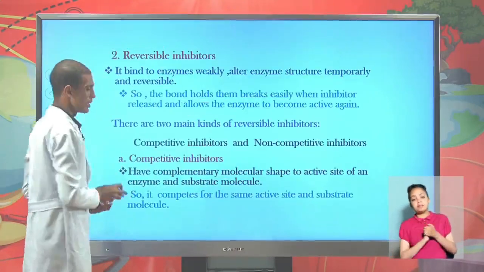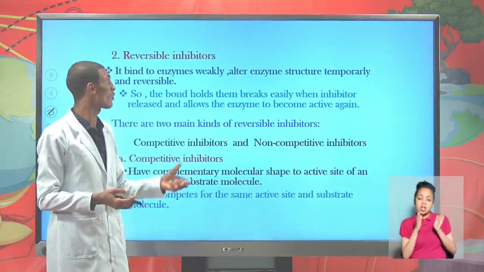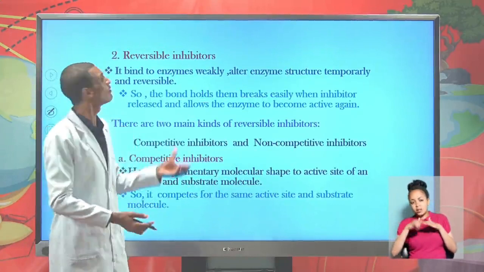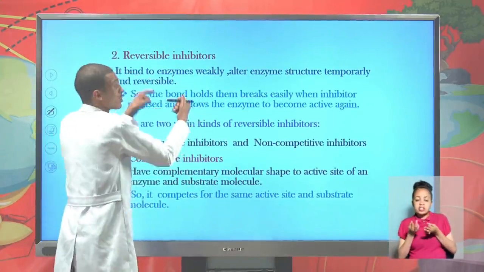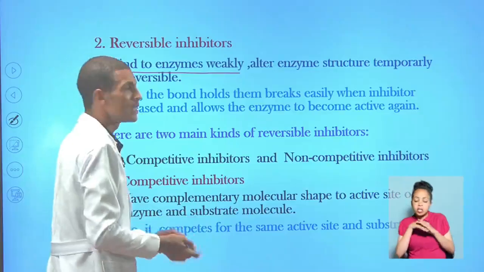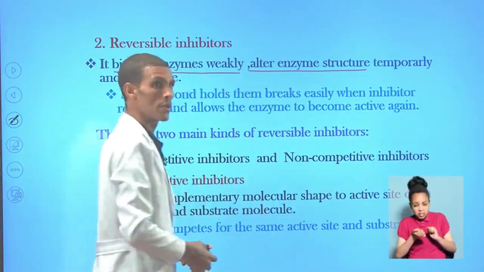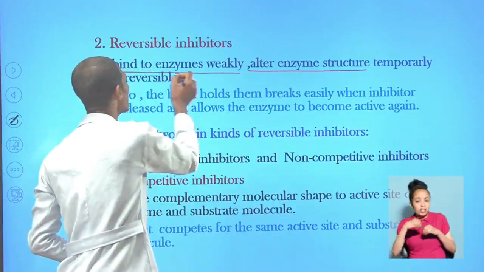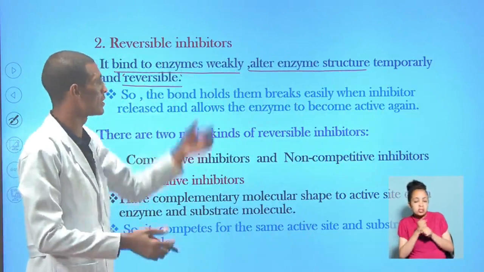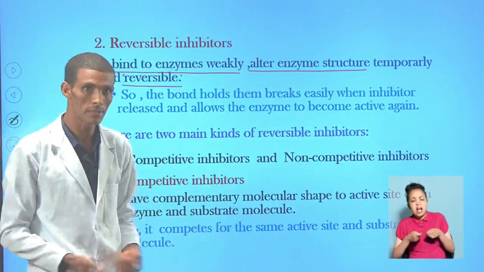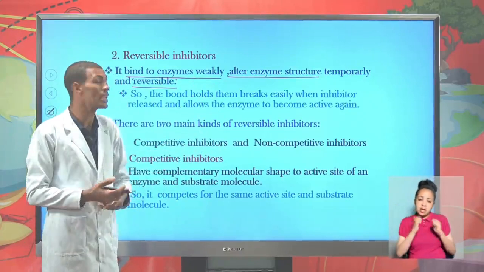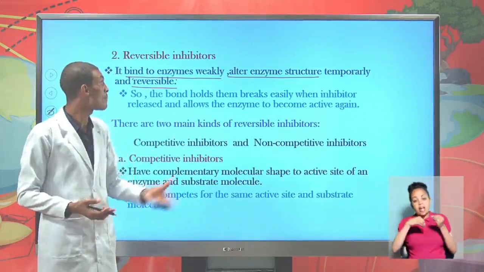Well then, in contrast to the irreversible inhibitor is the reversible inhibitor. A reversible inhibitor binds to the enzyme's active site in a weak manner. It can alter enzyme activity temporarily, and the action can be reversed when the inhibitor is removed. The bond created between the inhibitor and the enzyme active site is weak. If the inhibiting substance is removed, the enzyme can regain its original catalytic activity. This type of inhibitor is said to be reversible.